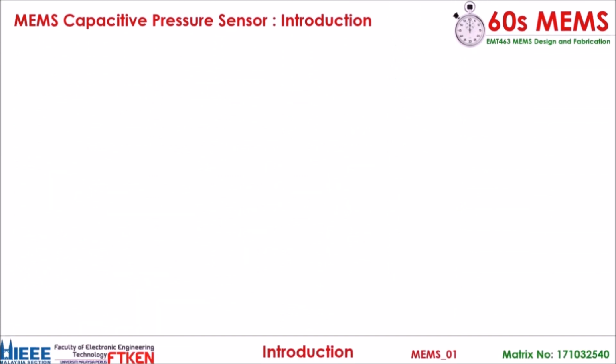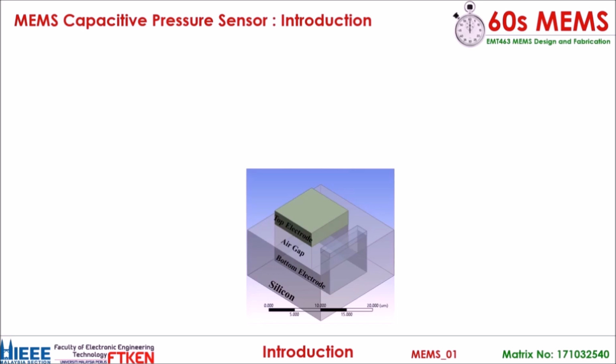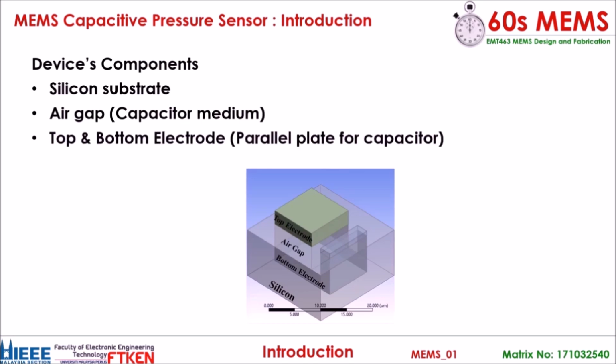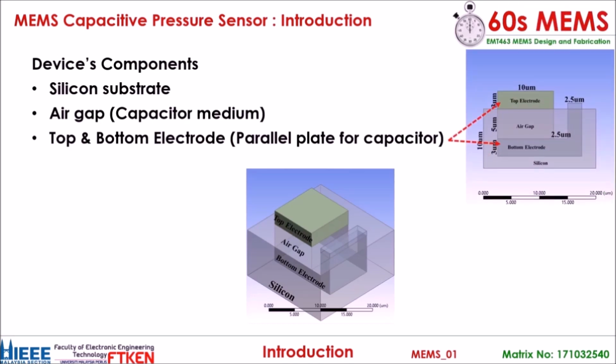Hi, so this is the introduction of our MEMS capacitive pressure sensor. The components of the device are a silicon substrate for the base, an air gap for the capacitor medium, and top and bottom electrodes as the parallel plate for the capacitor mechanism, as shown in the right figure.